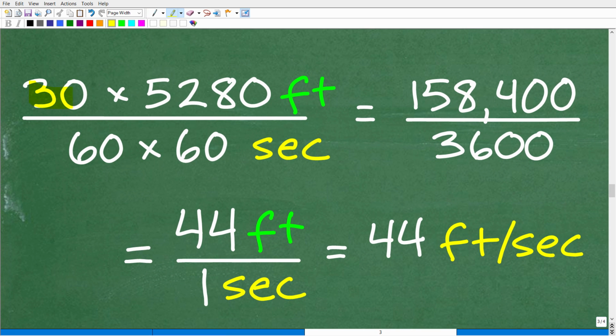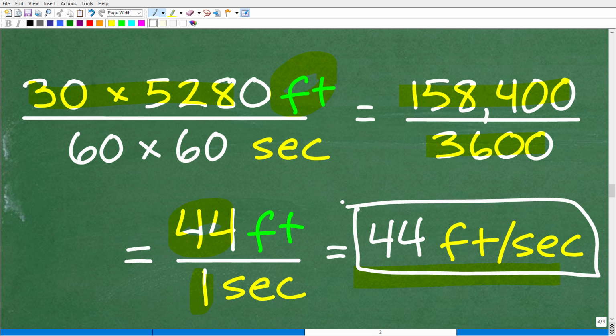So just one step at a time, we'll do this multiplication. 30 times 5280 will be 158,400. And of course, 60 times 60 is 3,600. We'll take this divided by that, and we're going to get 44. But what? Well, 44 is in the numerator. Remember we have that in the numerator, 44 feet over 1 second. But we can express that as 44 feet per second.